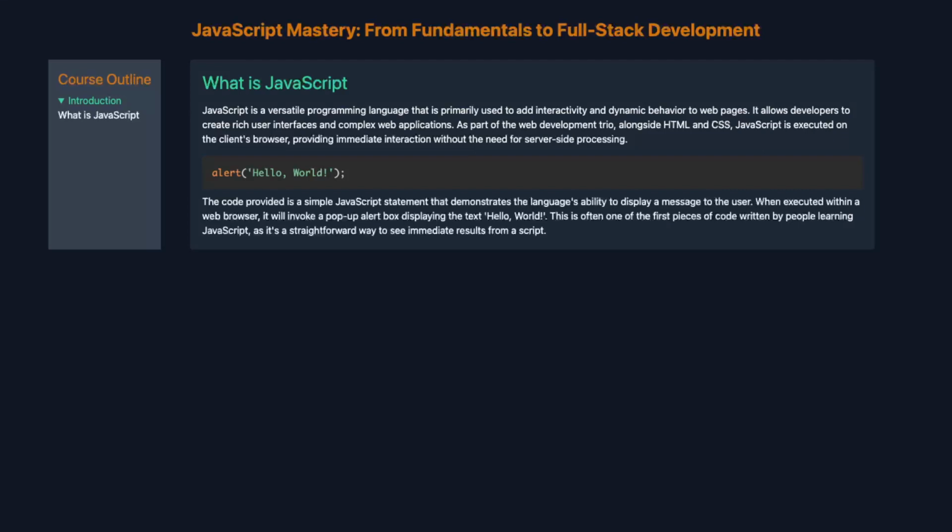The code provided is a simple JavaScript statement that demonstrates the language's ability to display a message to the user. When executed within a web browser, it will invoke a pop-up alert box displaying the text "Hello World." This is often one of the first pieces of code written by people learning JavaScript, as it's a straightforward way to see immediate results from a script.